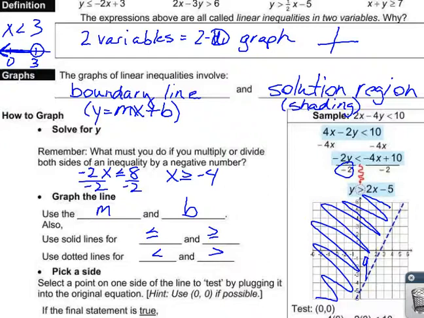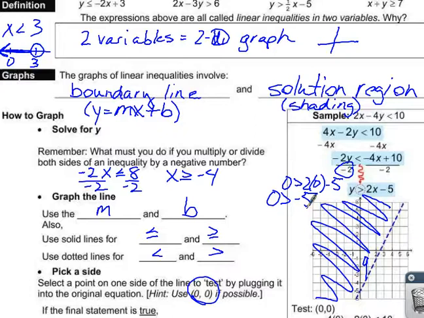You can also see where it says pick a side and select a point on one side of the line to test by plugging it into the original equation. The best point to use is 0, 0 because that's easy to plug in. So if we plug in 0, 0 here, I would plug in 0 is greater than 2 times 0 minus 5. When I work all that out, 2 times 0 is just plain old 0, and 0 minus 5 is negative 5. Is 0 greater than negative 5? Yes. So the point 0, 0 is a solution. You will get a true statement, so that means it is part of the solution set.